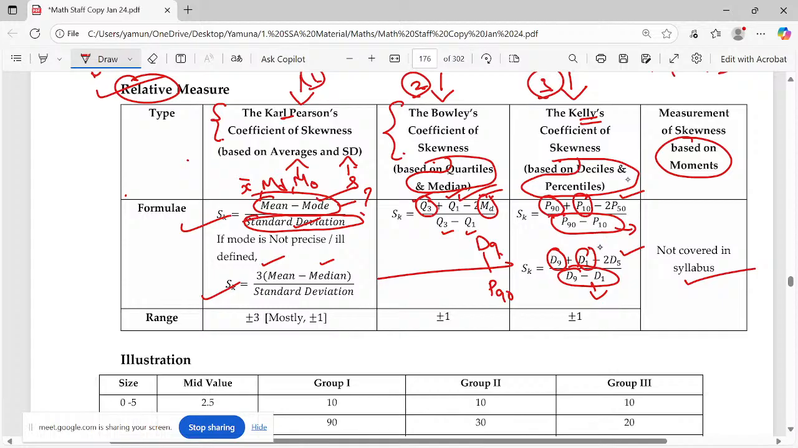So when you go for finding these relative measures, we'll get a range. Range means from where to where the value will lie. In these two cases, the value will lie between minus 1 to plus 1.